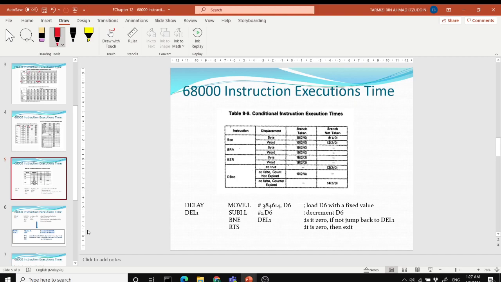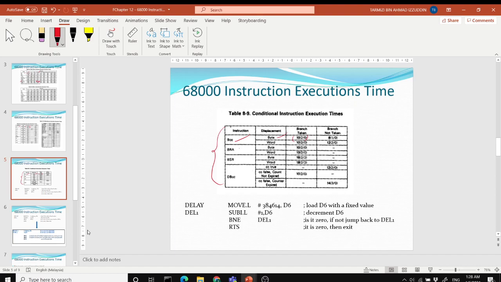And then the branch conditional instruction execution time, like your branching, branch to subroutine and branch always, your BCC, is all listed over here. How many clock cycles are required for it to execute this particular instruction if it is in byte size. And it's pretty much straightforward. I guess you can understand this by yourself. Okay, let's look at an example.